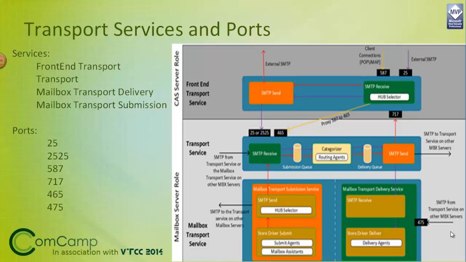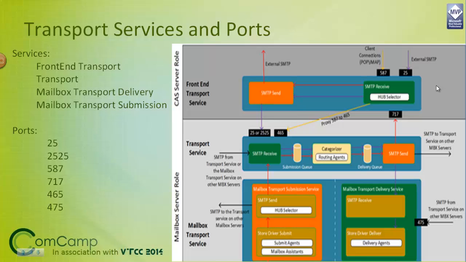Front-end transport service receives emails from the internet on port 25 and 587 and from the mailbox server on port 717. You can see here on the right side of the top of the front-end transport service, you can see on the right side it's 717 down there. The message is coming from the mailbox server, and on the top you can see it's port 25 and 587. Sorry if the numbers are a little bit not clear.